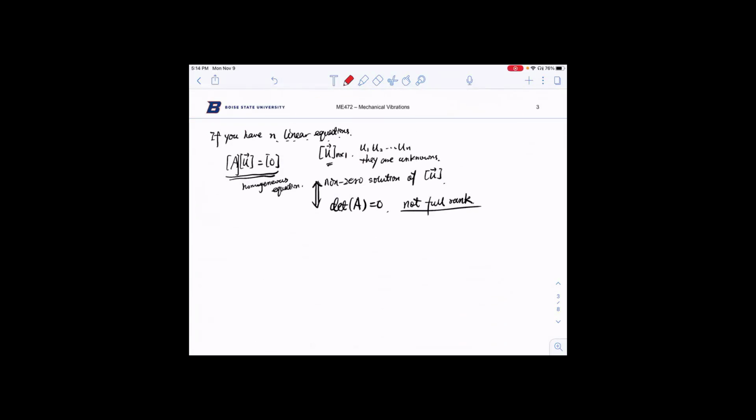So perhaps I should write these down. Conclusion number 1. Remember, your solution can be written as U times e^(jωt). Conclusion 1 is omega squared is lambda, and lambda is the eigenvalues of D. And remember, your D is M inverse times K. So that's for matrix format.